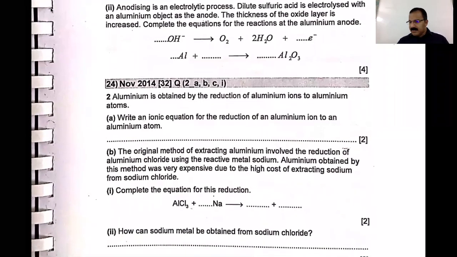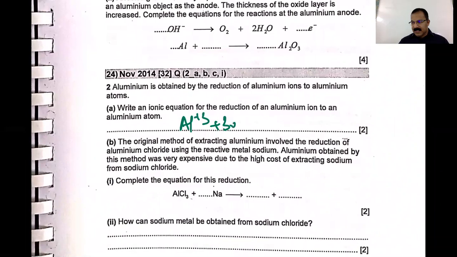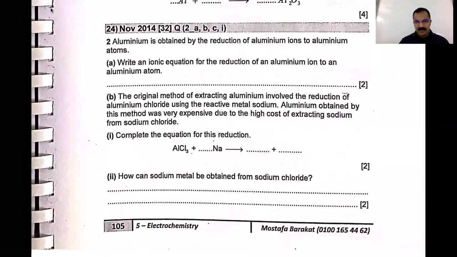Now next, aluminum is obtained by the reduction of aluminum ions to aluminum atoms. Write an equation for the reduction of aluminum ion to an aluminum atom. It's a repeat question. Quite a few times we have written Al3+ plus 3 electrons gets you Al. If you solve this worksheet by yourself, you will be definitely going over these equations again and again. That's a good way of revising, a good way of remembering stuff.